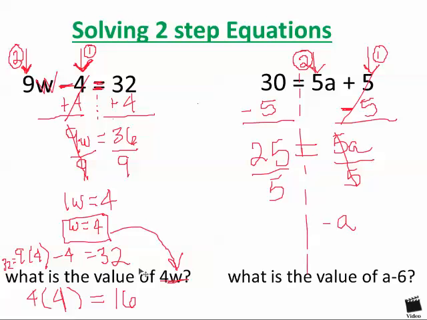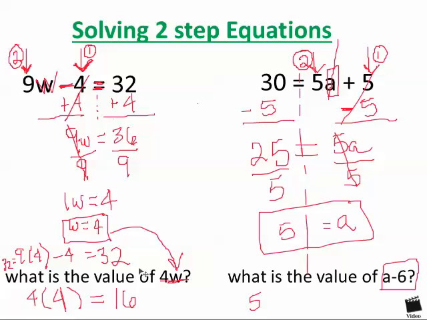That leaves me with a equals 5. I've solved it, and I'm going to leave it to you to go back in, put a 5 in for this a right there, and see if I get 30 when I do it. 5 times 5 is 25, plus 5 is 30. Looks good to me. Can I now find a minus 6? Sure I can. I'm simply going to say a is 5, and 5 minus 6 is negative 1. There's a minus 6.